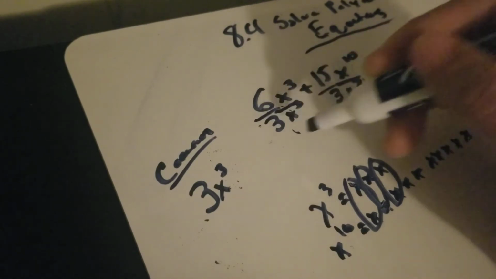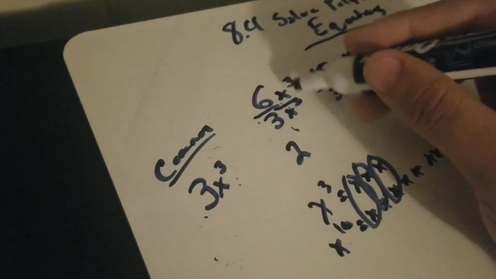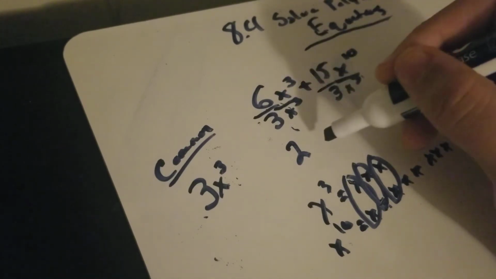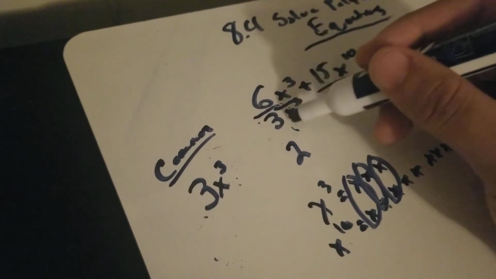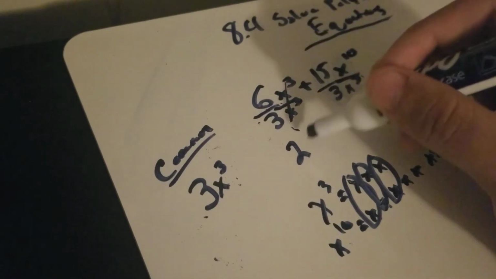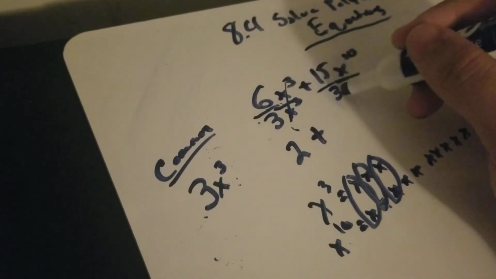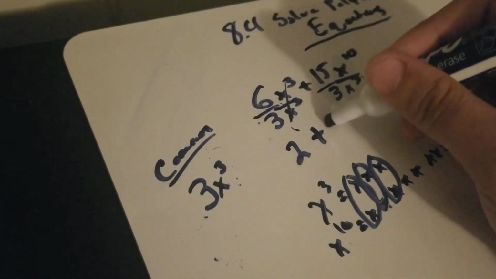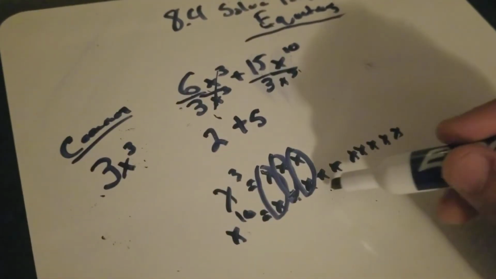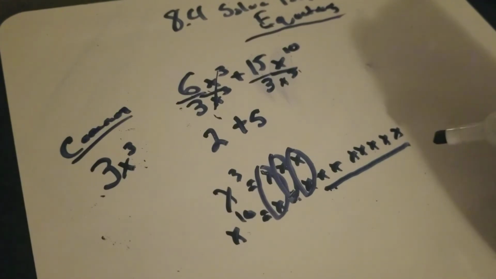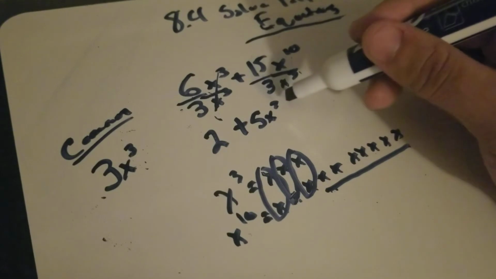So 6 divided by 3 is simply 2. X to the third, when you divide exponents, you subtract, becomes x to the 0, which becomes 1. They're exactly the same. So however you want to think about it, it doesn't exist anymore. So this is just 2. Plus 15 divided by 3 is 5. X to the 10th divided by x to the third is x to the 7th. If we look up here, there are 7 that are not in common. So that's why over here, it's left over x to the 7th.